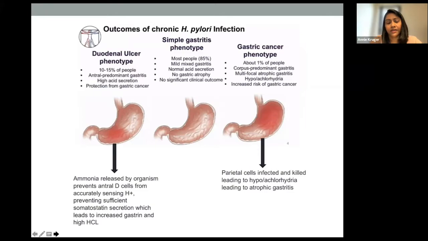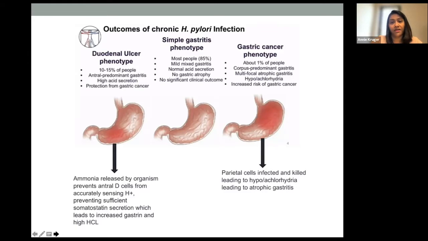So there's 3 kind of flavors of H. pylori disease. Probably the most common one is the simple gastritis phenotype, 85%. And there you see a mild mixed gastritis. It kind of affects almost all of the corpus of the stomach, and you get normal acid secretion. You don't see any atrophy of the gastric mucosa, and most people don't get significant clinical outcome. They might get some erosions, they might get a few ulcers, but really nothing bad happens to them if they're caught and we find that they have this and we can treat them. Really, it's a one and done situation.